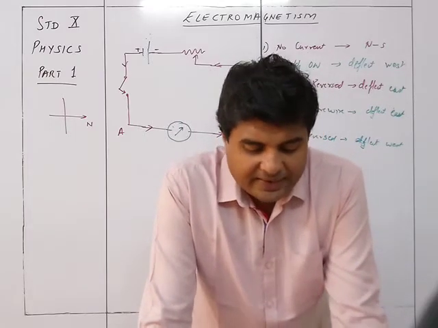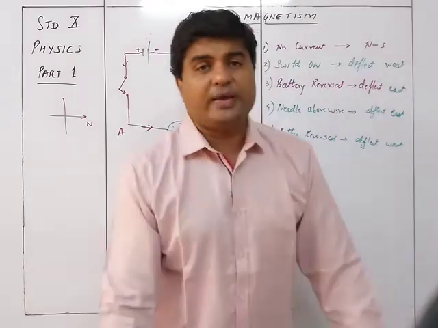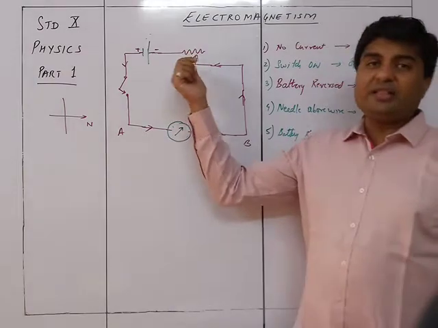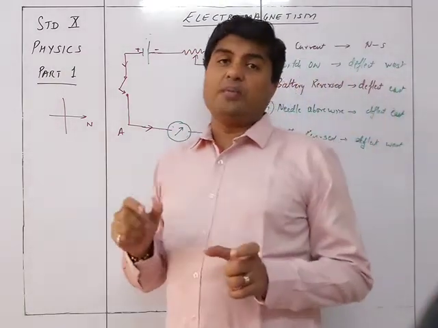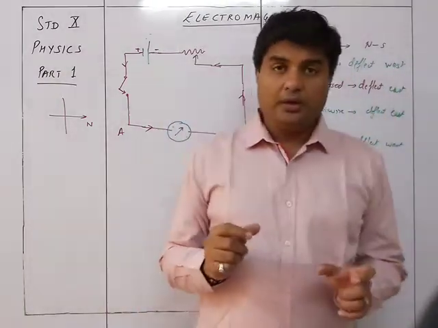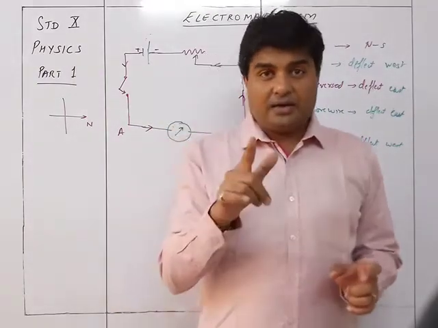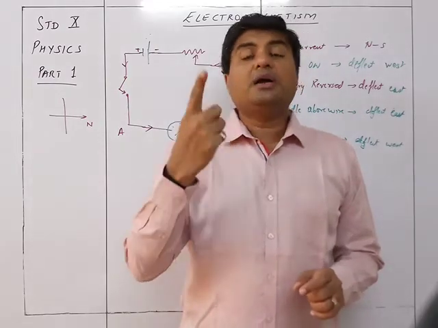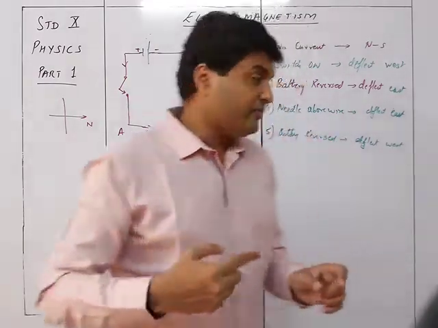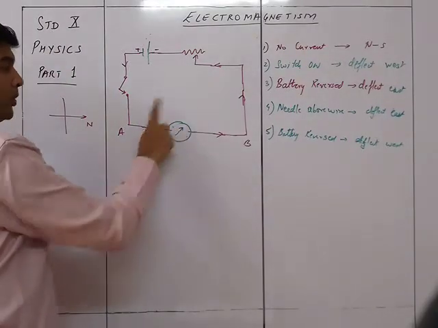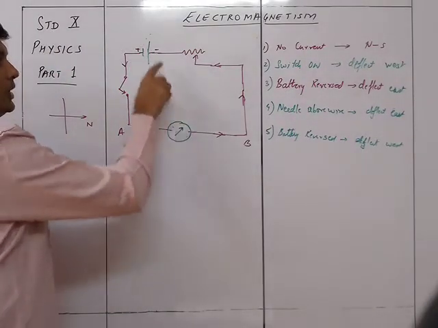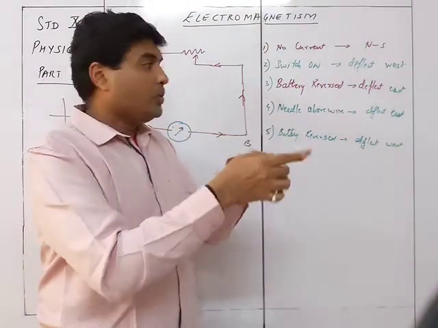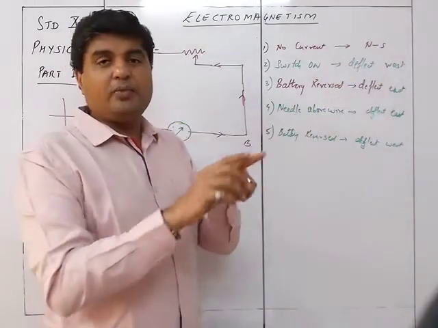If the current in the wire is increased, the deflection of the needle also increases. Here the important thing is, if with the rheostat I adjust the amount of current passed through the circuit, if I increase the current, the deflection also increases, and if I decrease the current, the deflection also decreases. So if the current is very high, there will be a lot of deflection, and if the current is low, there will be less deflection. So the deflection towards west will be more if the current is more, and less if the current is less.